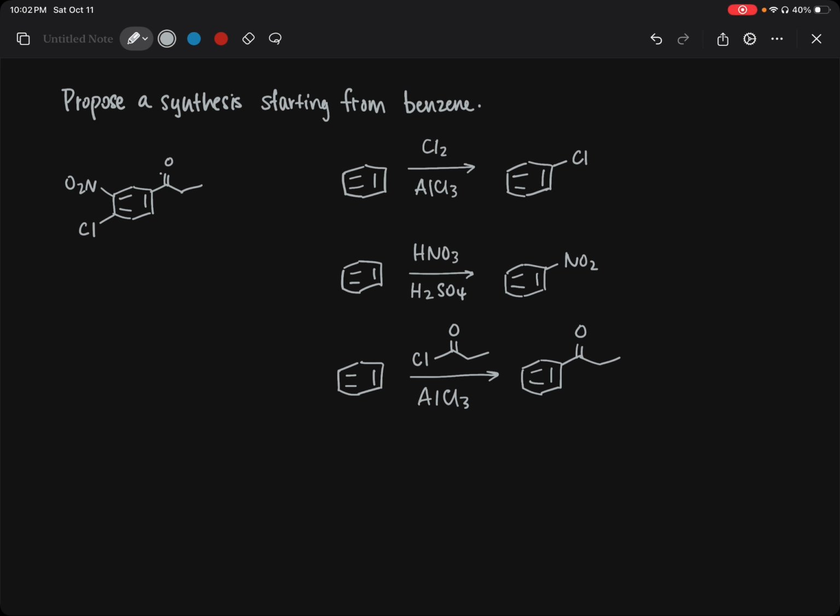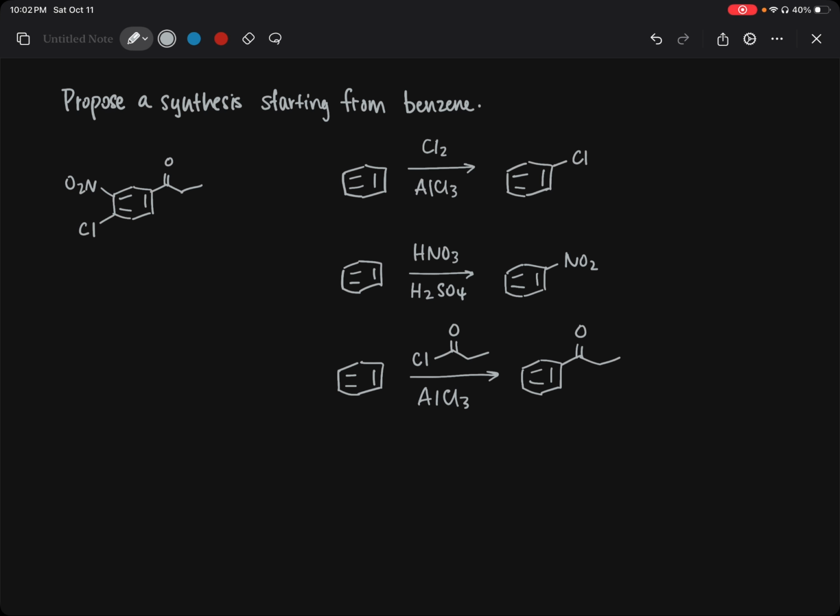Okay, and finally, we'll consider the directing properties of the acyl group. Similar to the nitro group, it's a deactivating group and a meta director. And so that means that it's going to favorably push other incoming groups toward the meta position. So that's here and also here.